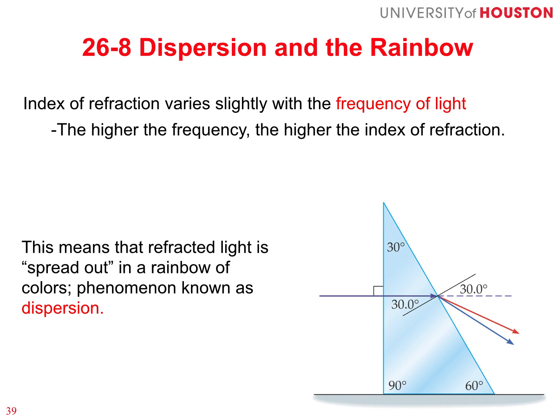Here we have an example on the right. The red light has a lower frequency than the blue light, and because of this, the prism will have a lower index of refraction, which means that the red light will be bent less than the blue light. This means that light of all colours, when it hits the prism here, will be spread out. And this is what we refer to as dispersion.